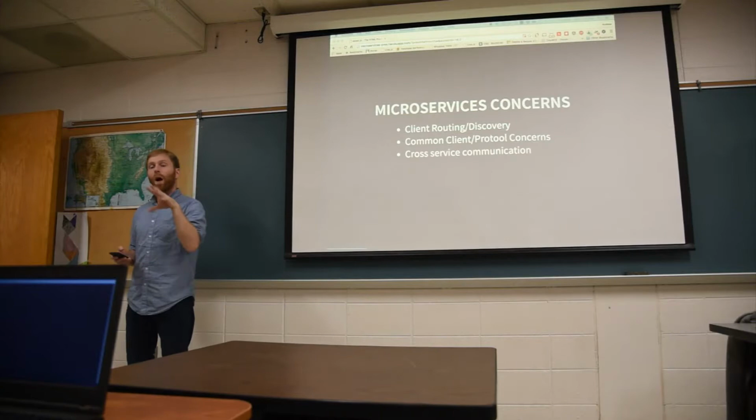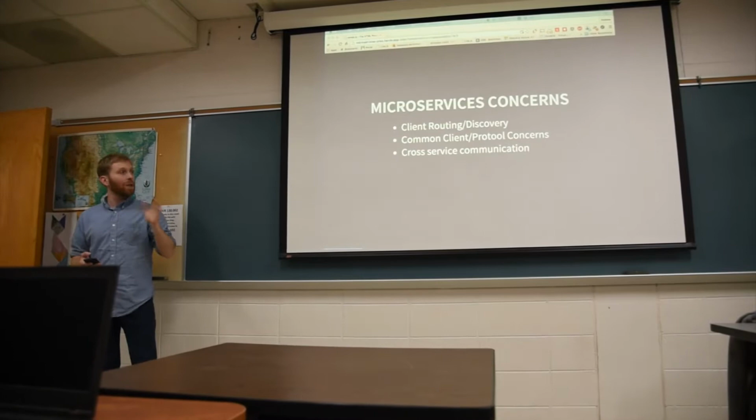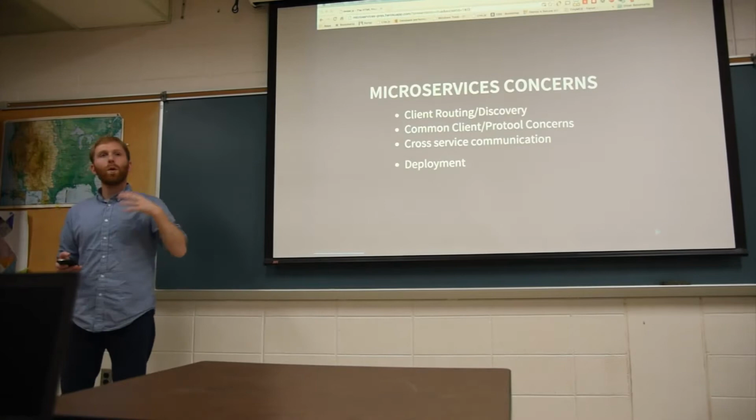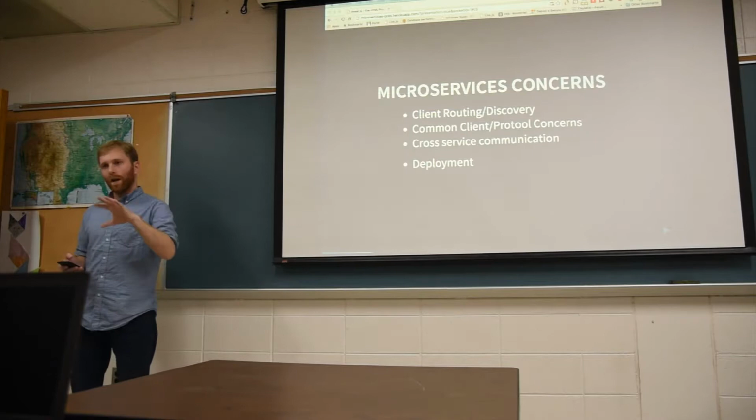The third is cross-service communication. These applications have to talk to each other, otherwise this would be a trivial problem. You just build each application separately and don't worry about it. So how do they communicate and share data? And then the last one is deployment. How do you deploy these things in such a way that deploying one doesn't break the other, that they're isolated, that they don't interfere with each other, and that you can let each team manage its own deployment? So we're going to take these one by one, with the structure that I mentioned, the hard way and then the easy way.